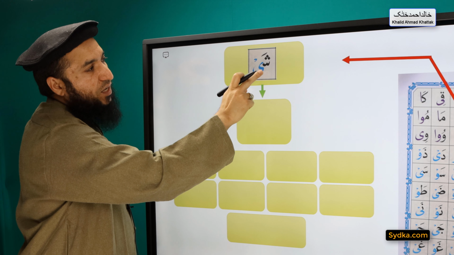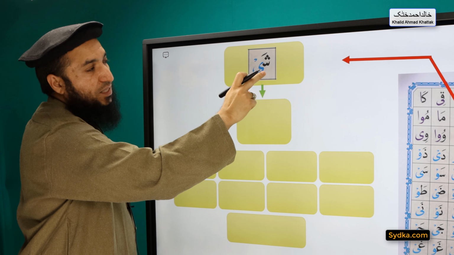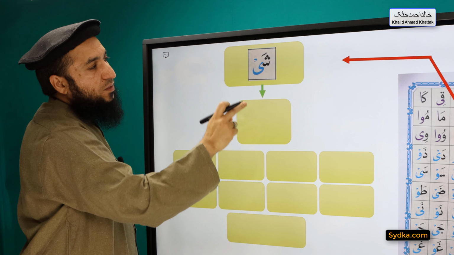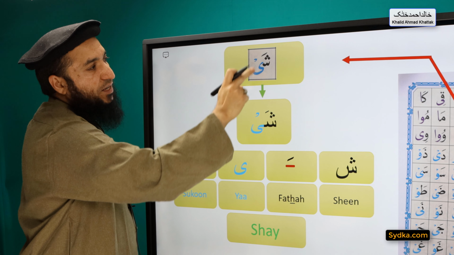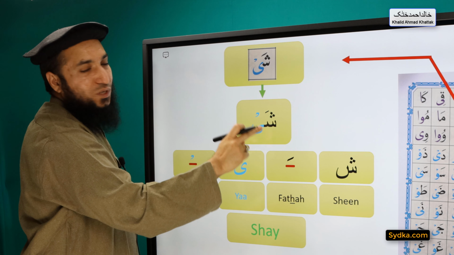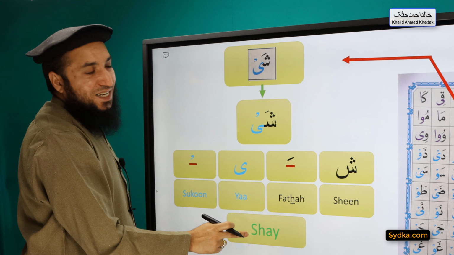The next syllable we have is Sheen Fatha Ya Sukoon Shay. Sheen is a light letter. It has Fatha on top of it. It is followed by Ya, and Ya has a Sukoon. Sheen Fatha Ya Sukoon Shay.